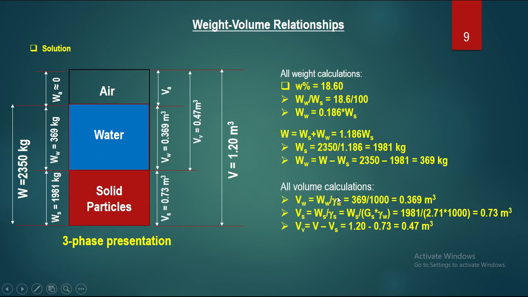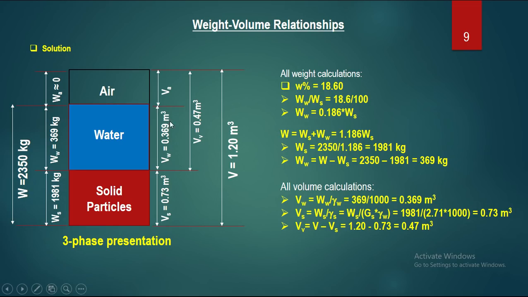So volume calculations, first of all let us try to find the volume of water. Can we find it? Yes, because we know the weight of water, and also we know the unit weight of water from the basic knowledge of our physics. So 369 is the kg weight of water divided by the unit weight, kg per meter cube, and that should give you the volume of water. Let us write this here.